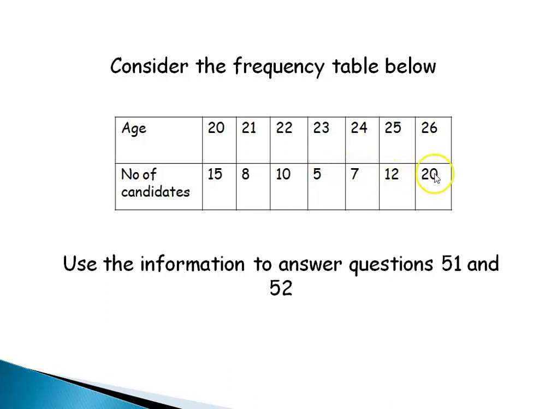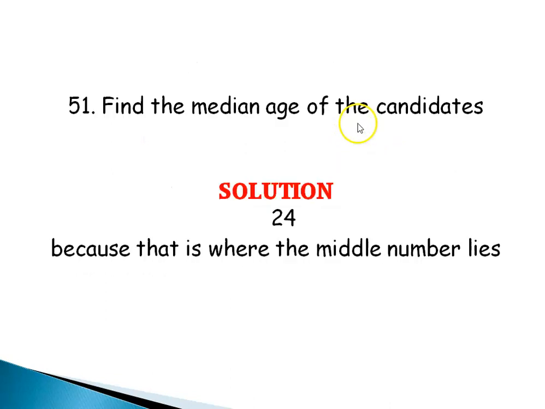Now let's count from the right. 20 plus 12, 32. 32 plus 7, that's 39, isn't it? So that means my 38.5 is also here. So this is where my median is. So I'm going to trace it to the age. The number of candidates with 7, I'll check the age, 24. That means 24 is my median age. This is my median age, 24, because that is where the middle number lies. The middle number 38.5 lies under 24. That is why it is our median age.